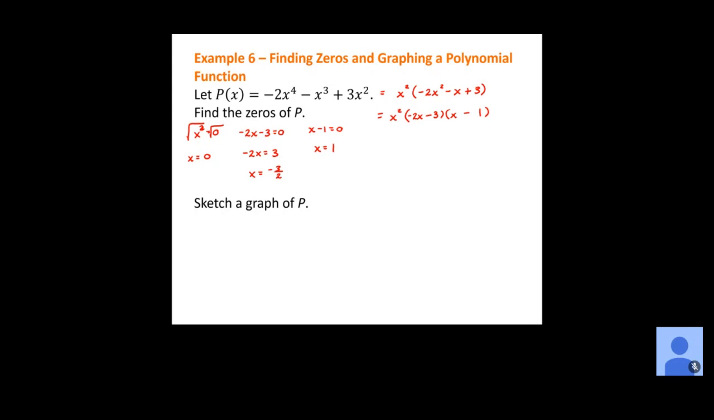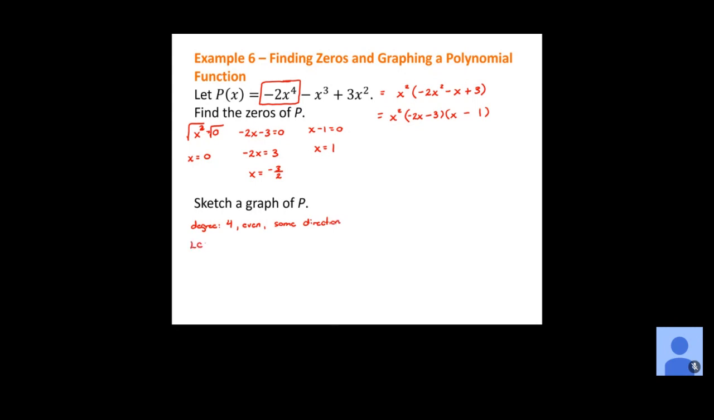So that takes care of the zeros of that polynomial. Now the next thing I want to look at is my end behavior, so we can sketch this graph. Again, I'm looking at my degree first. Degree this time is 4. 4 is an even value, which means my ends are going to be going in the same direction.